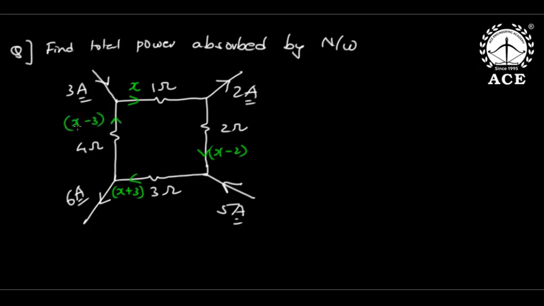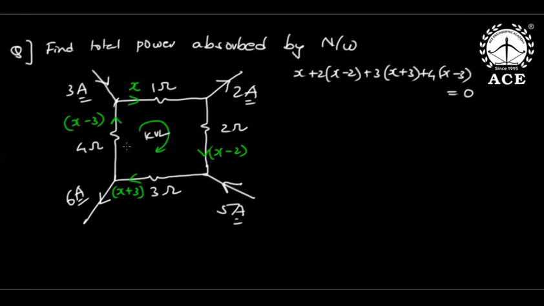Okay, so now I can apply KVL also. See, because x is something which we don't know, just substituting something for x is not the meaning there. You have to even satisfy the law of conservation of energy. Law of conservation of energy means KVL. So if you write a KVL, starting from here, 1 into x plus 2 into x minus 2 plus 3 into x plus 3 plus 4 into x minus 3 equal to 0.